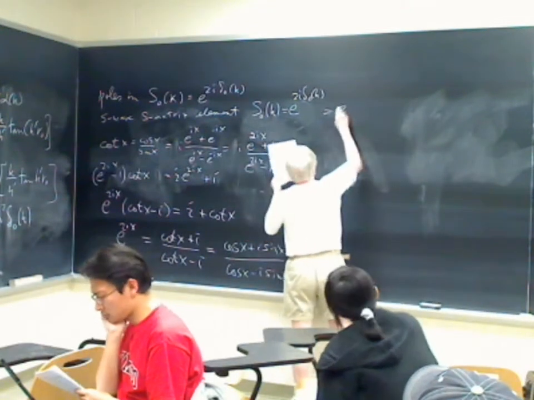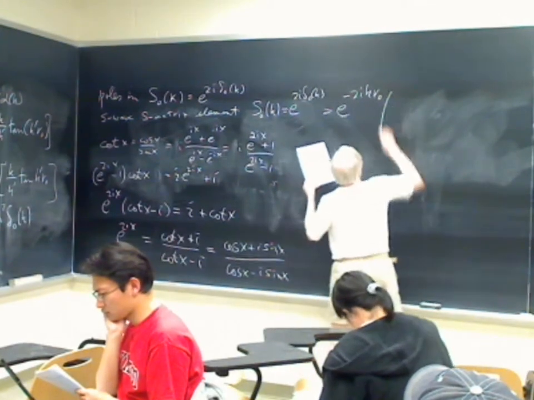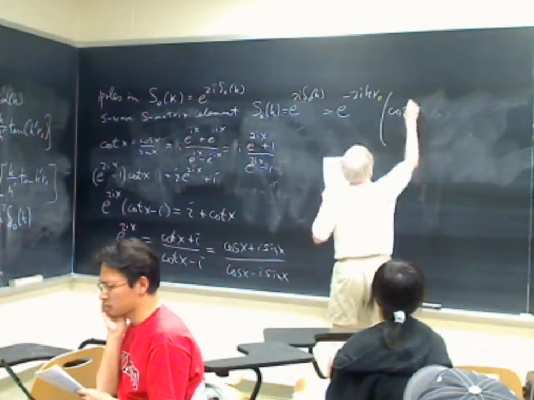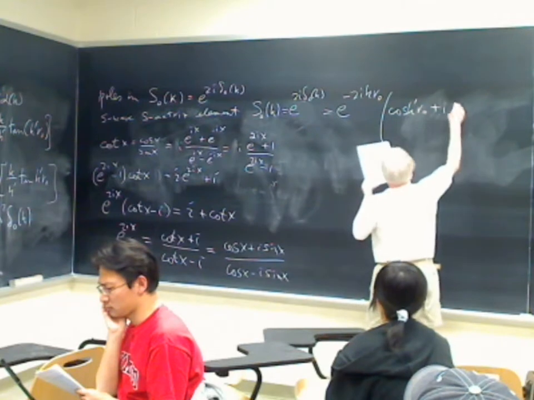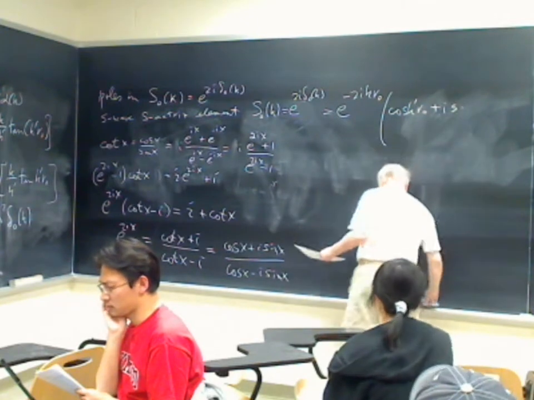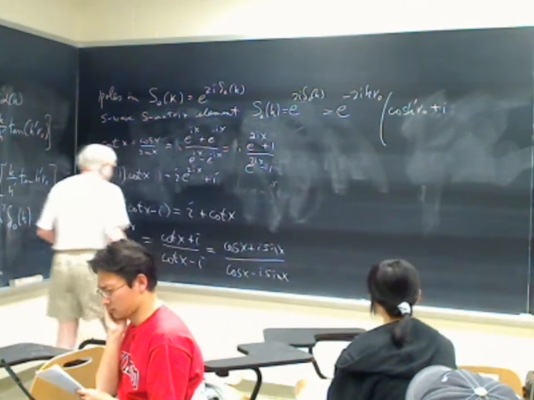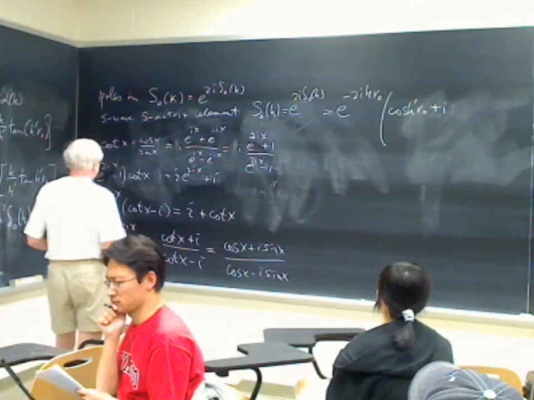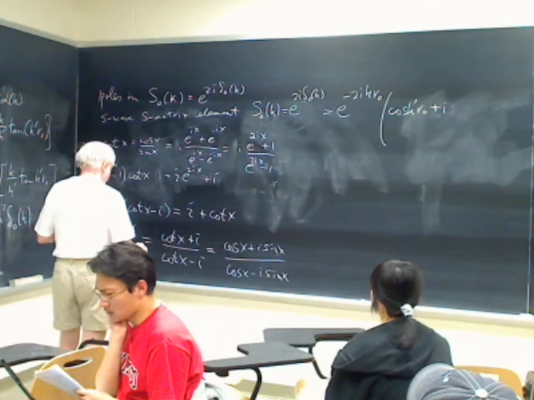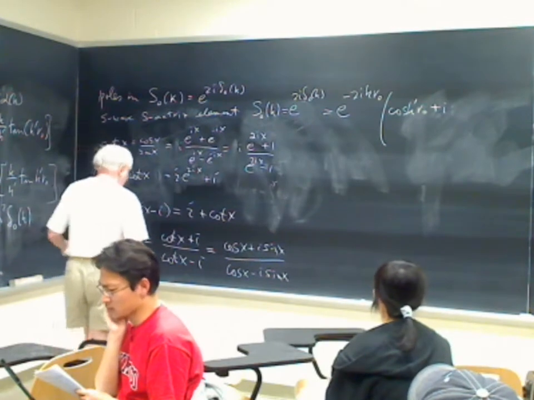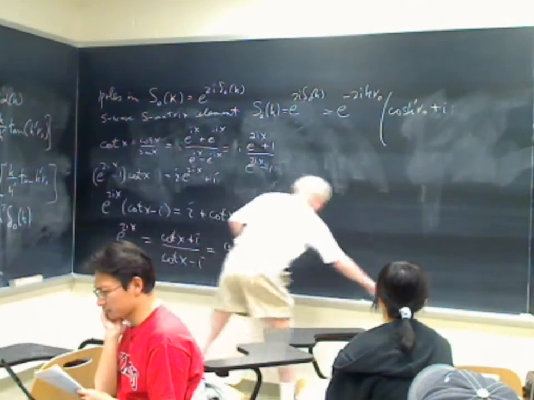Is equal to e to the minus 2i k r0 times cosine k prime r0 plus i sine. What I'm doing now is, so I skipped a step here. All right, I've skipped a step here. So let me put in the step.